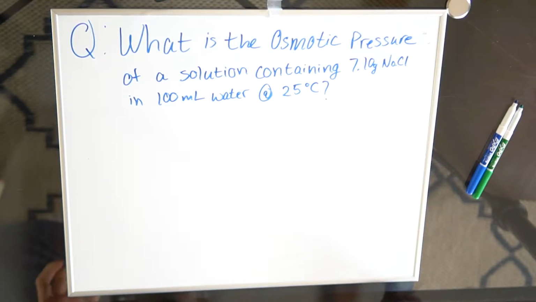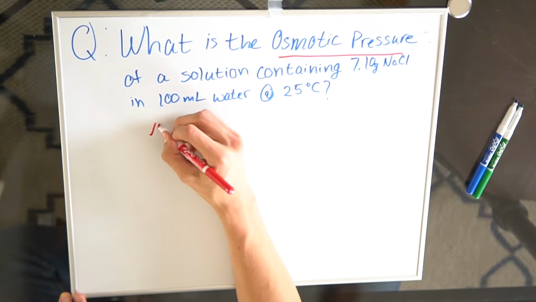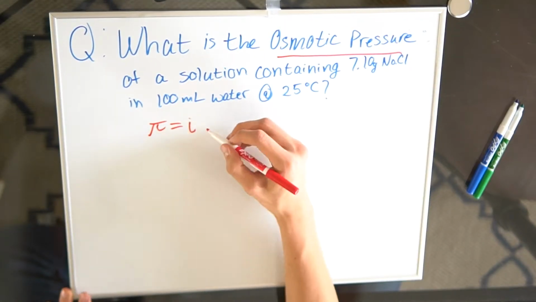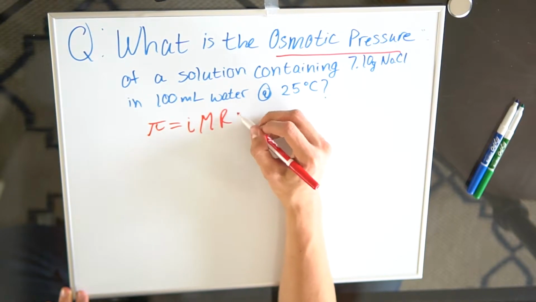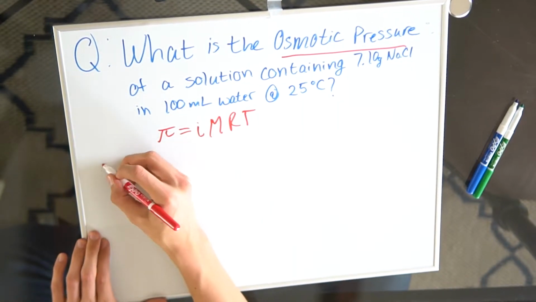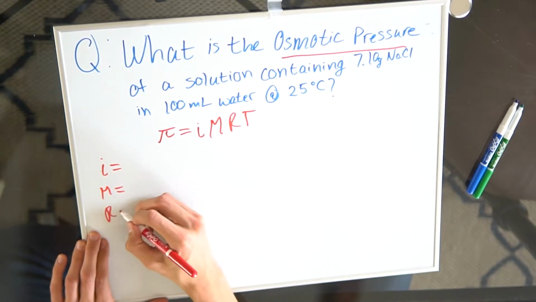Okay, so our question is, what is the osmotic pressure of a solution containing 7.10 grams NaCl, or sodium chloride, in 100 milliliters of water at 25 degrees Celsius? So we see here we're going to be calculating osmotic pressure. That means you're going to be using our osmotic pressure equation, which is π = iMRT. So we'll go ahead and just list everything out so we can fill them in and just plug them into the equation.